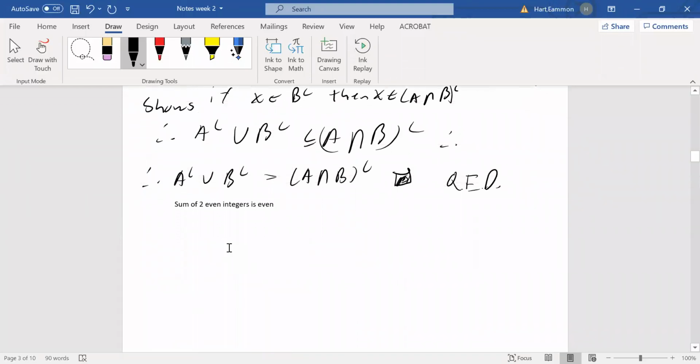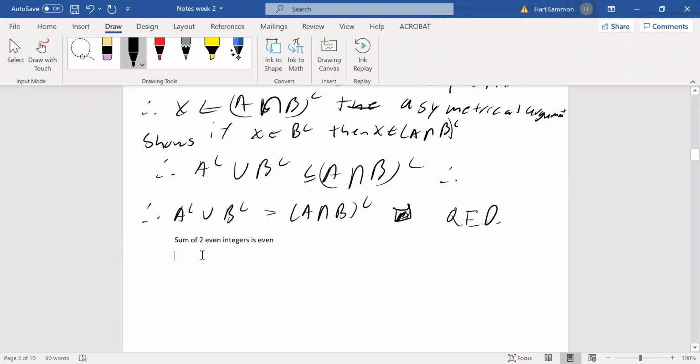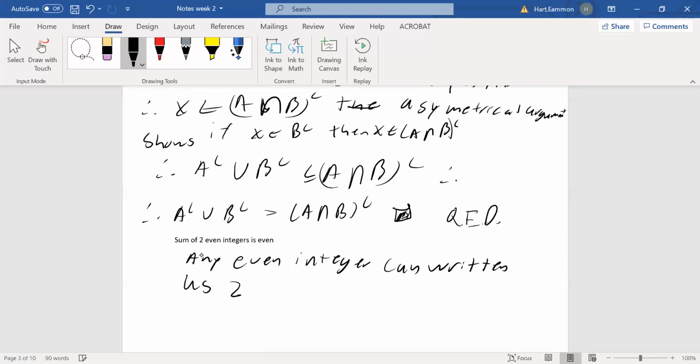Got a few more statements to prove. The sum of two even integers is even. So any even integer can be written as 2 times k for some integer k. So k is in the integers, right?